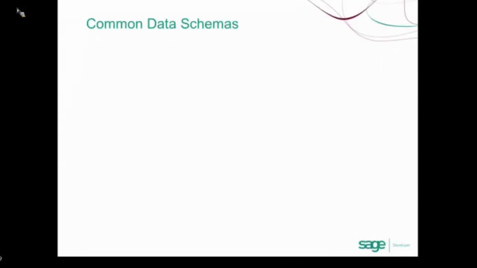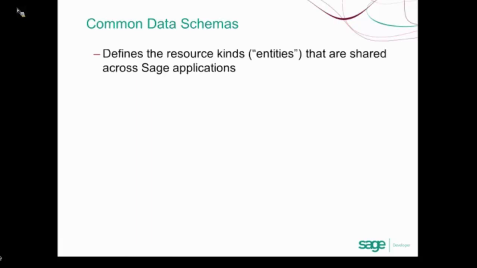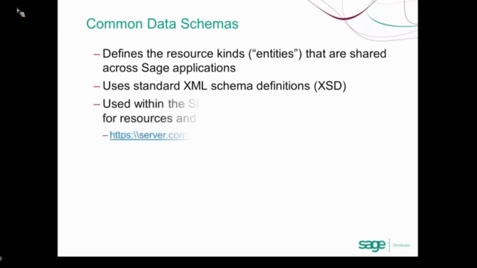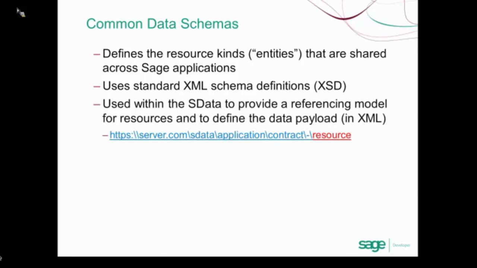I'm going to talk a bit more about the common data schemas because these play an important part in SData interactions. They basically define the resource kinds or the data entities that are shared across Sage applications. They use a standard XML schema definition to describe their structure. So any tooling that supports XSD will support the data schemas. Through that, we also get robust validation of the data model. And they are used within SData to provide the reference model for resources.